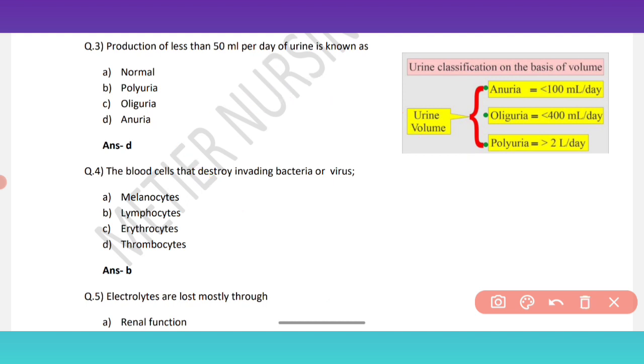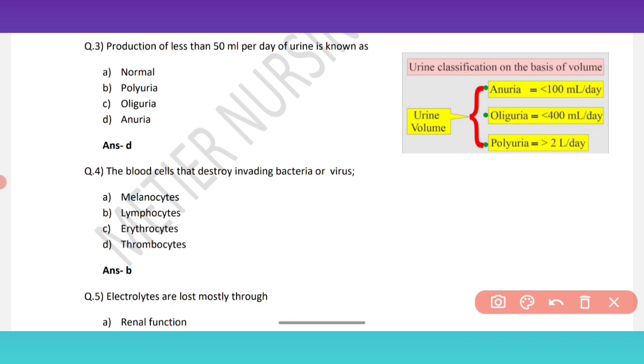For better clarification, here I have also given the urine classification on the basis of volume. Anuria means less than 100 ml per day. Oliguria means less than 400 ml per day. Polyuria means more than 2 liters per day.